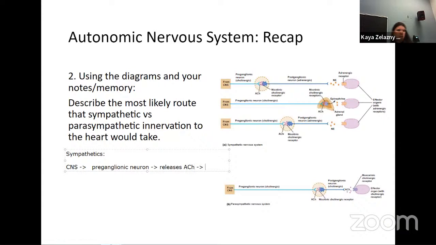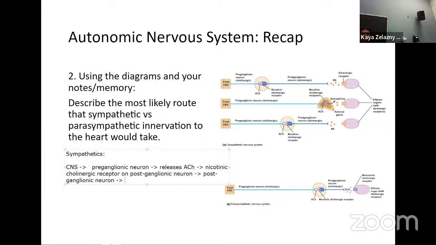Okay. All right. And what receives that acetylcholine released by our preganglionic neuron? We got a receptor, right? So we have a receptor. Okay. So a receptor on our postganglionic neuron. We could even specify that it's a nicotinic cholinergic receptor. And then we go down the axon of that neuron, right? So you might not have listed all of these as separate steps, right? You might have a slightly different pathway. That's okay. I'm just emphasizing a couple things for us.